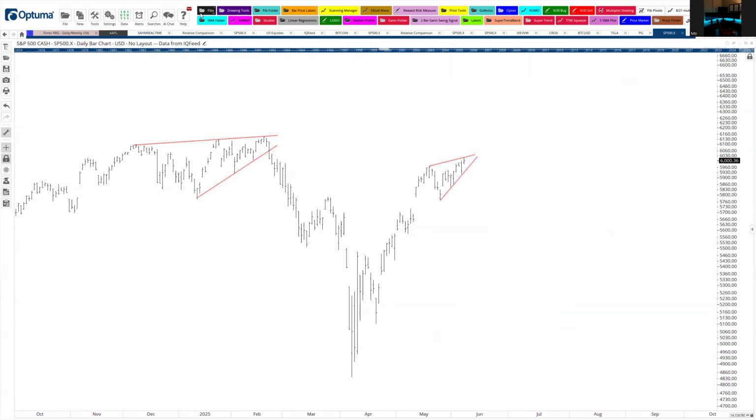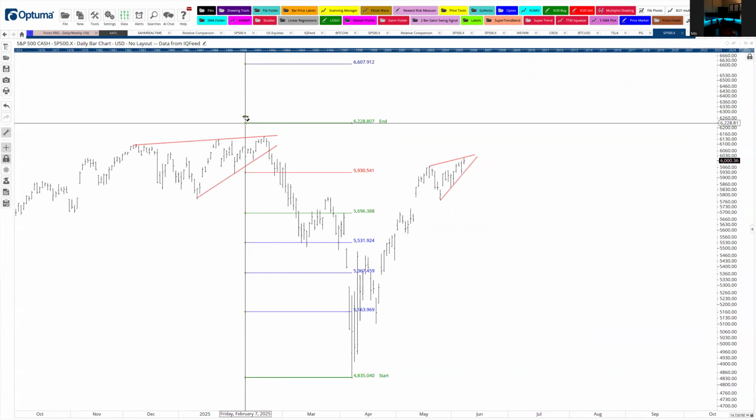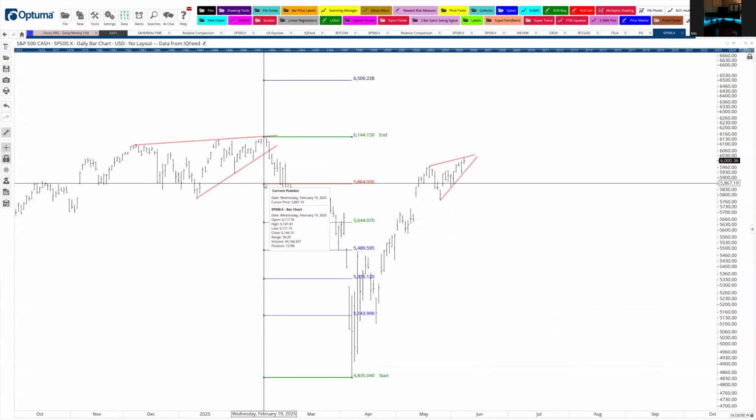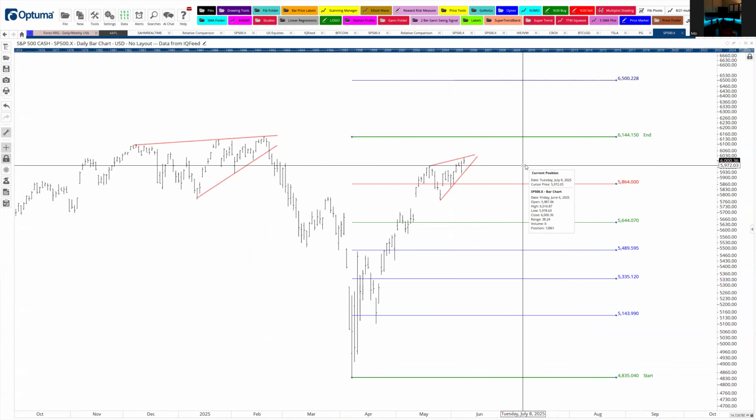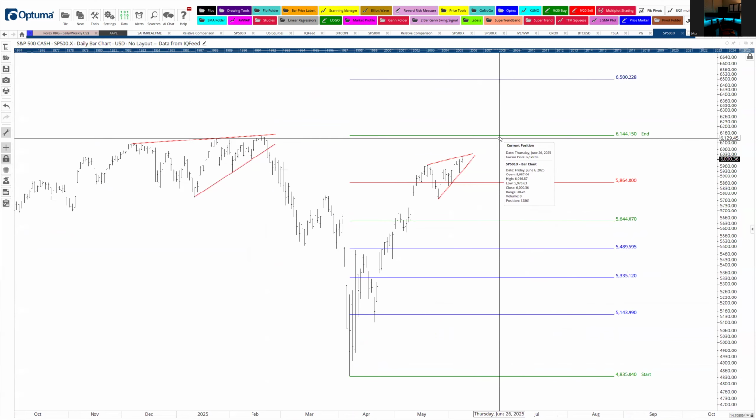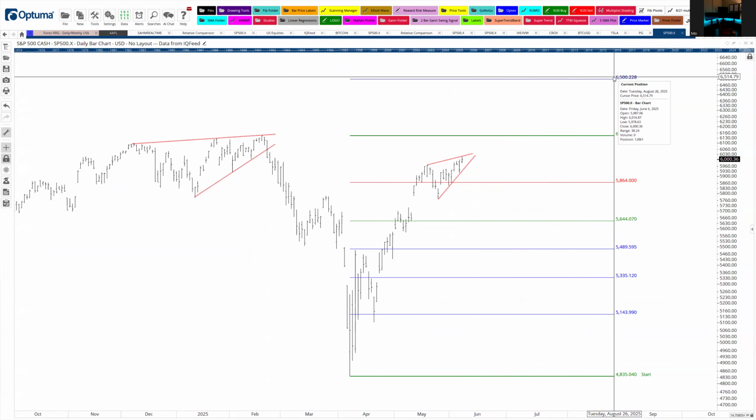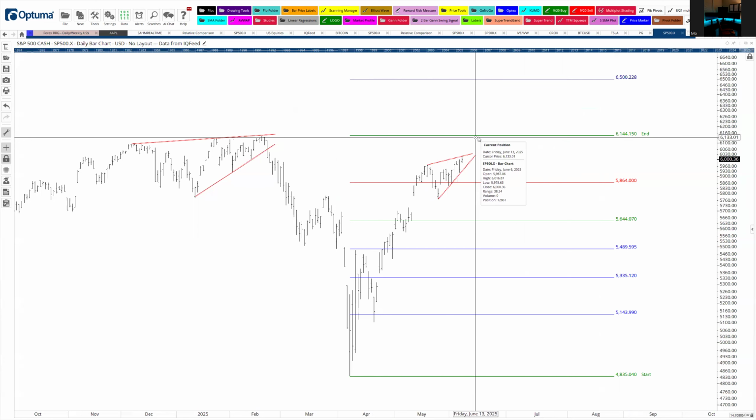Basically, if we take out the high, which is the 6144, your 127 extension is sitting at 6,500. Simple as that. I just showed you the same thing on Microsoft, where Microsoft is sitting right now. We can do the same thing on QQQs.